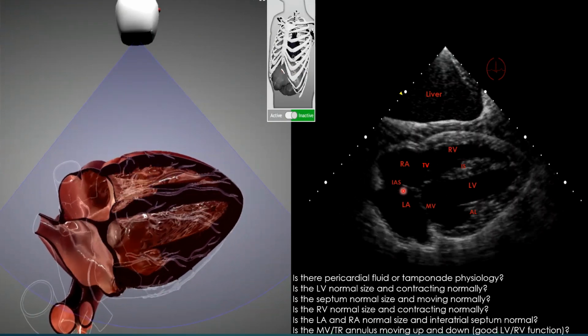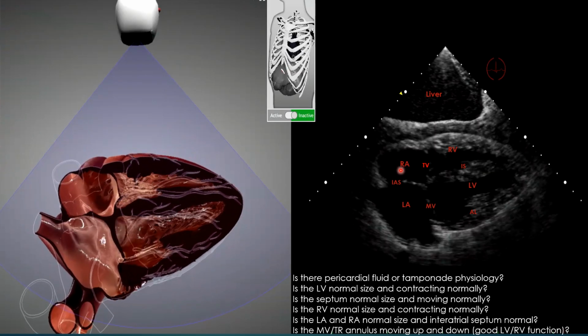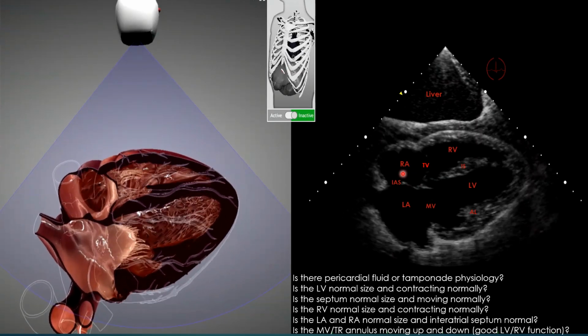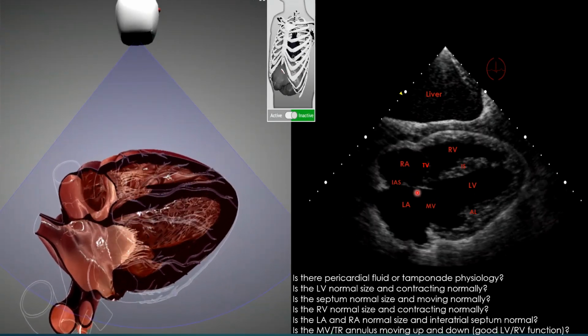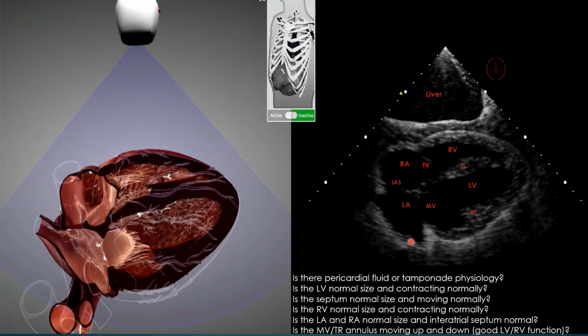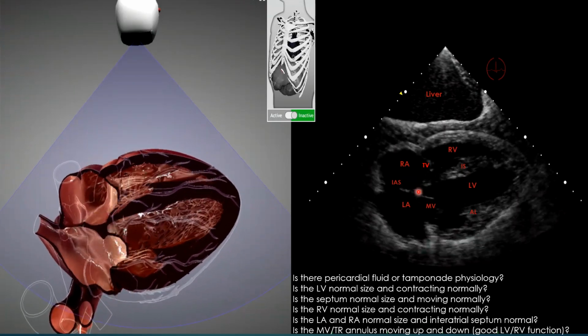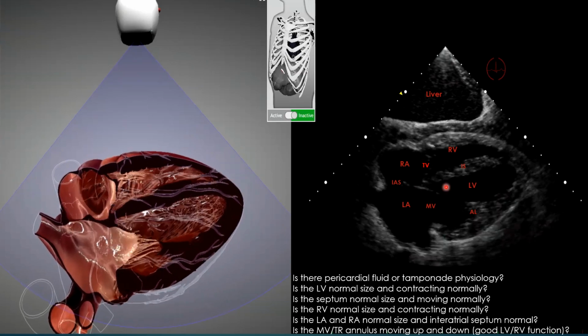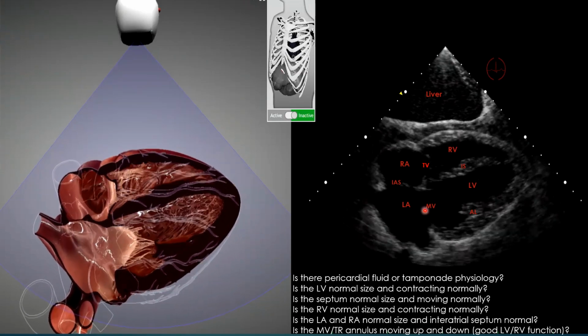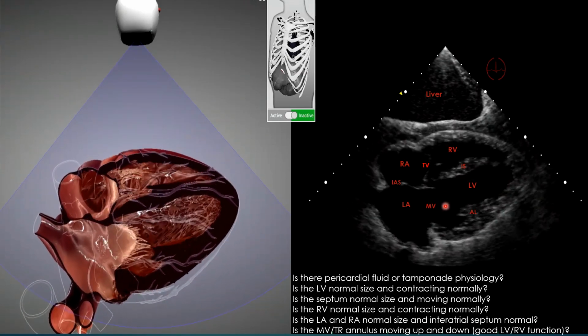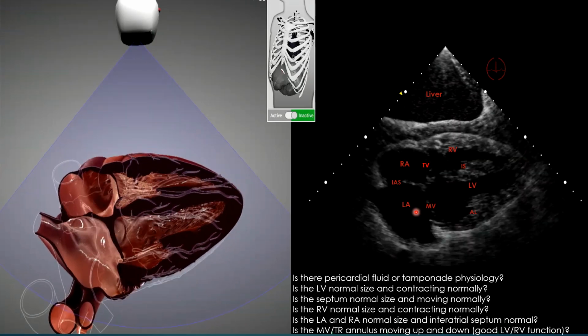If you had some degree of an ASD or right atrial hypertension, like with mitral stenosis, the atrial septum would be bulging over into the left atrium. And you're looking at your mitral apparatus here. You can always put a little color on here as well and see if there's any flow through the mitral valve during systole, which would tell you that you've got mitral insufficiency.